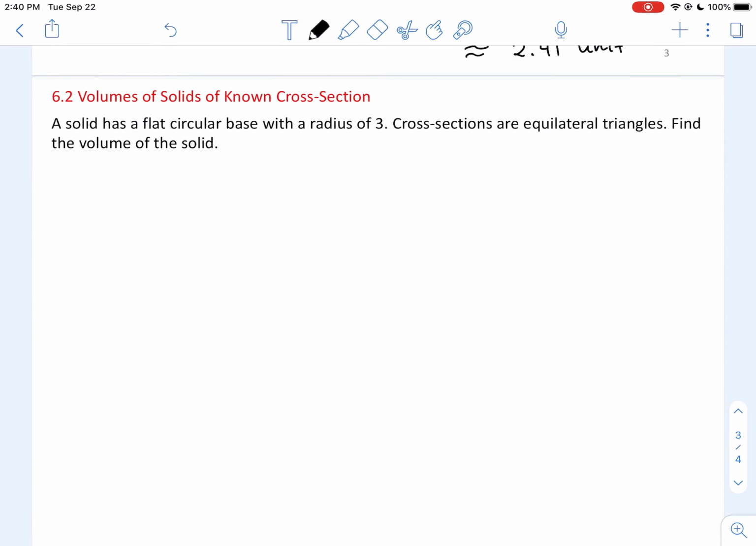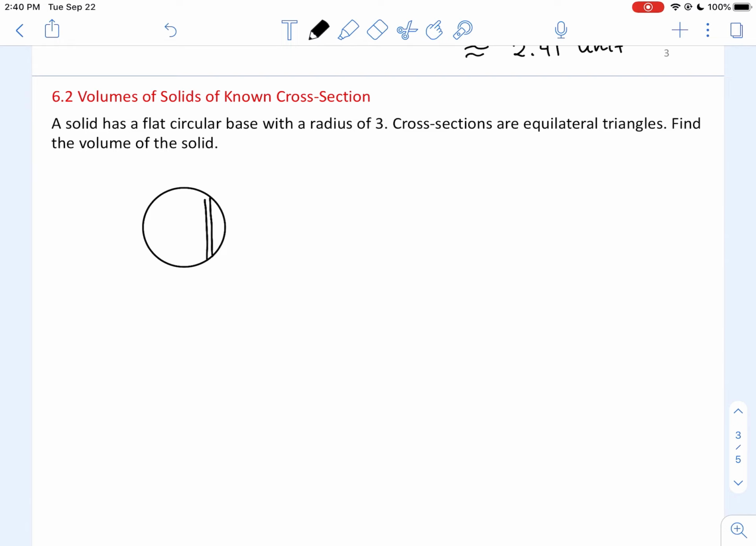A solid has a flat circular base with a radius of 3. Cross sections are equilateral triangles. Find the volume of the solid. All right, so we have some sort of flat circular base, and I'm going to do cross sections. It doesn't say whether they should be perpendicular to the x-axis or y-axis. We do want them to be perpendicular to the base.